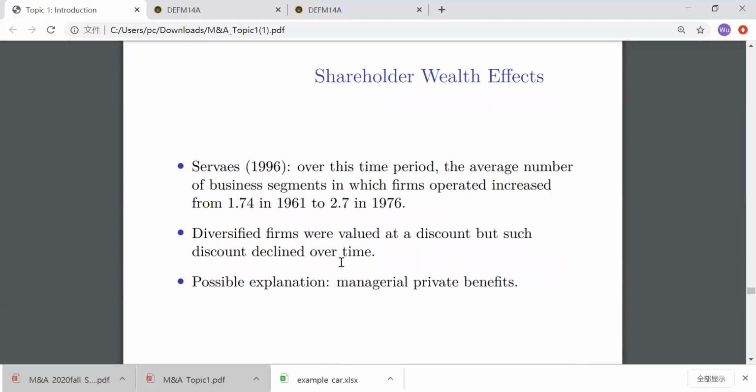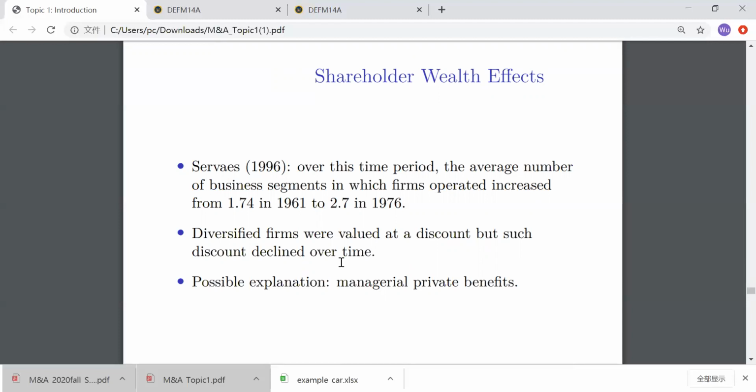There are papers that examine the shareholder wealth effects of the conglomerate wave. Basically, this paper by surveys finds that over this period, the average number of business segments increased from 1.74 to 2.6. And the more important finding is that diversified firms were valued at a discount. Of course, this discount dissipates over time, but there's still a discount, meaning that diversified firms receive lower valuation compared to other firms.